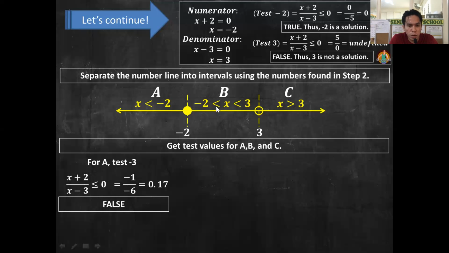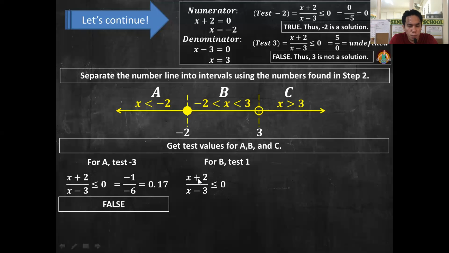Our x should be greater than -2 and less than 3. So for B, we will test 1. Okay? So 1. Nag-try tayo ng number 1. Actually, you can try -1, you can try 0, you can try 2. Pero this time, we will test 1. Kasi 1 then satisfies our condition. Okay? So same process. Papalitan natin yung x ng value ng 1.